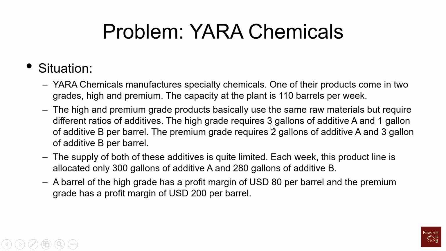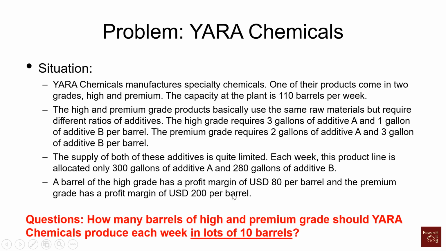We need two additives for that. For high grade, we need 3 gallons of additive A and 1 gallon of additive B per barrel. For premium, we need 2 gallons of additive A and 3 gallons of additive B per barrel. Our additives are limited. We have 300 gallons of additive A and 200 gallons of additive B. And our profit margins remain the same, $80 per barrel of high grade and $200 per barrel of premium grade.